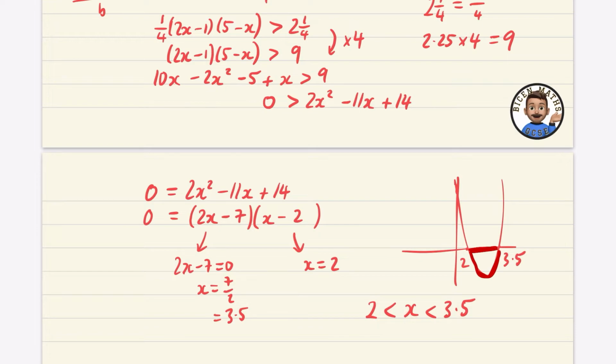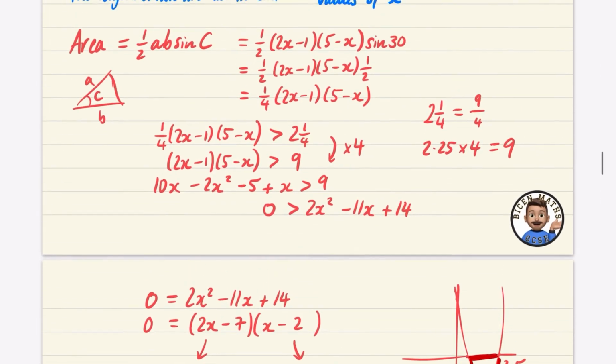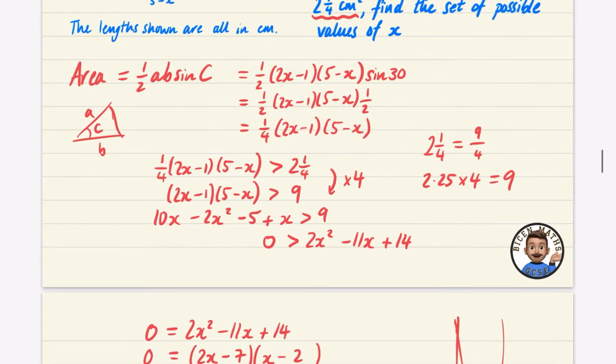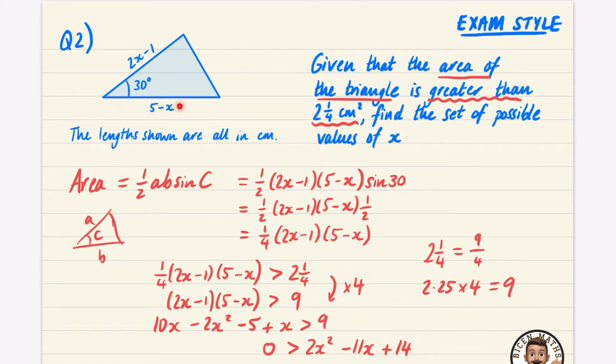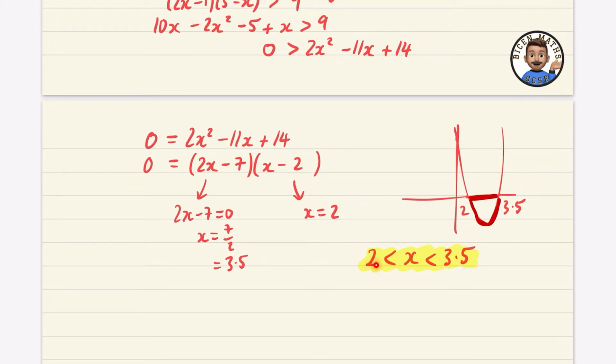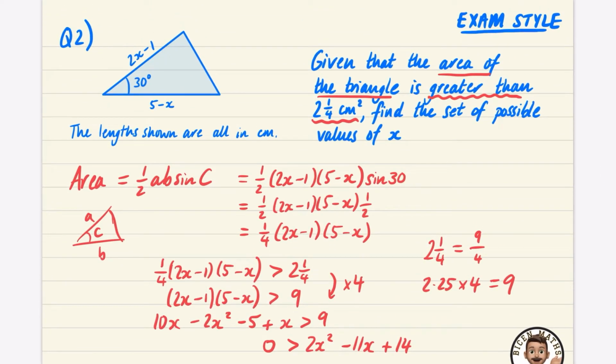Now what we also need to do before we actually check that this is the final answer is we need to go back and see if 2 and 3.5 make sense in this real world situation. So 5 minus 2 is going to be a positive number, and 5 minus 3.5 is also going to be a positive number. We need to check that this triangle can actually exist in the real world, and that needs to be a positive length. And 2x minus 1, 2 times 2 minus 1, yep, that's also going to be positive. And 2 times 3.5 minus 1, that's going to be 6, that's also going to be positive. So that is real for this triangle.